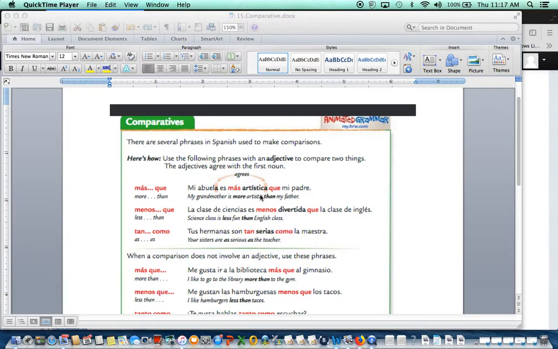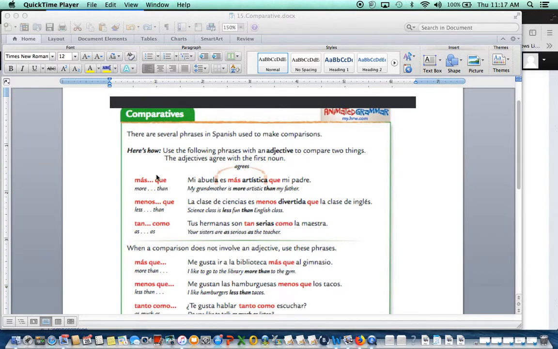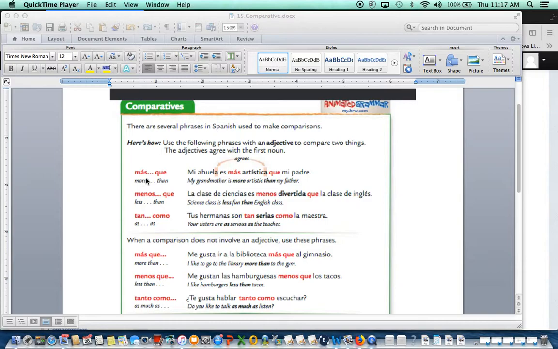All right, so comparaciones, comparison. So we have two different groups, okay? This group right here and this group right here. All right, so we have más que, menos que, and tan como. So more than, less than, and as, okay? This one right here, the comparison is equal. You're comparing two things that are equal. This one, menos que and más que, the comparison is not equal, it's unequal. All right? So in between those two words, you must have an adjective, okay? And of course, you need to have a verb too.